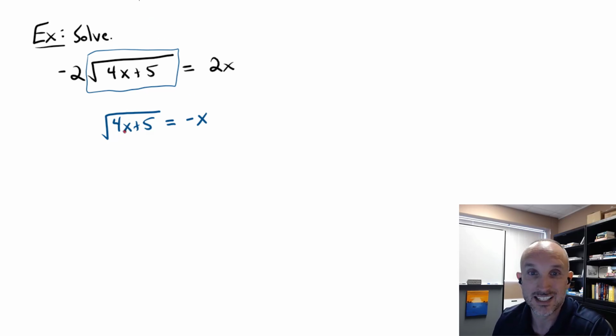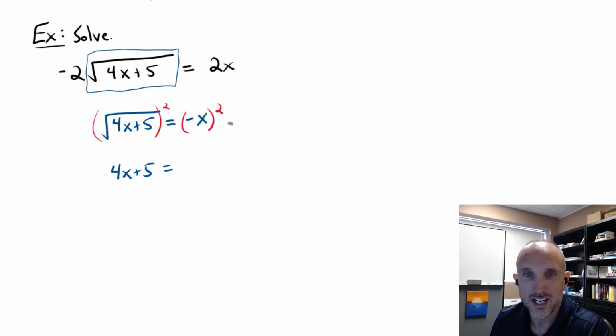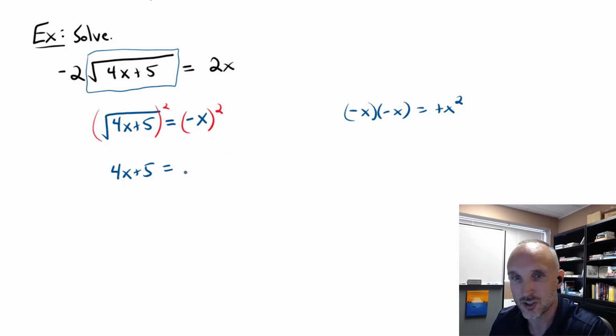Now to get rid of my square root, I'm going to square it. If I do it on the left side, I have to do it on the right side. Well, negative x squared, if you're not sure, remember, squaring something means multiplying it by itself. Negative x times negative x, well, negative times a negative is a positive, and x times x is x squared. So negative x squared just gives us x squared.